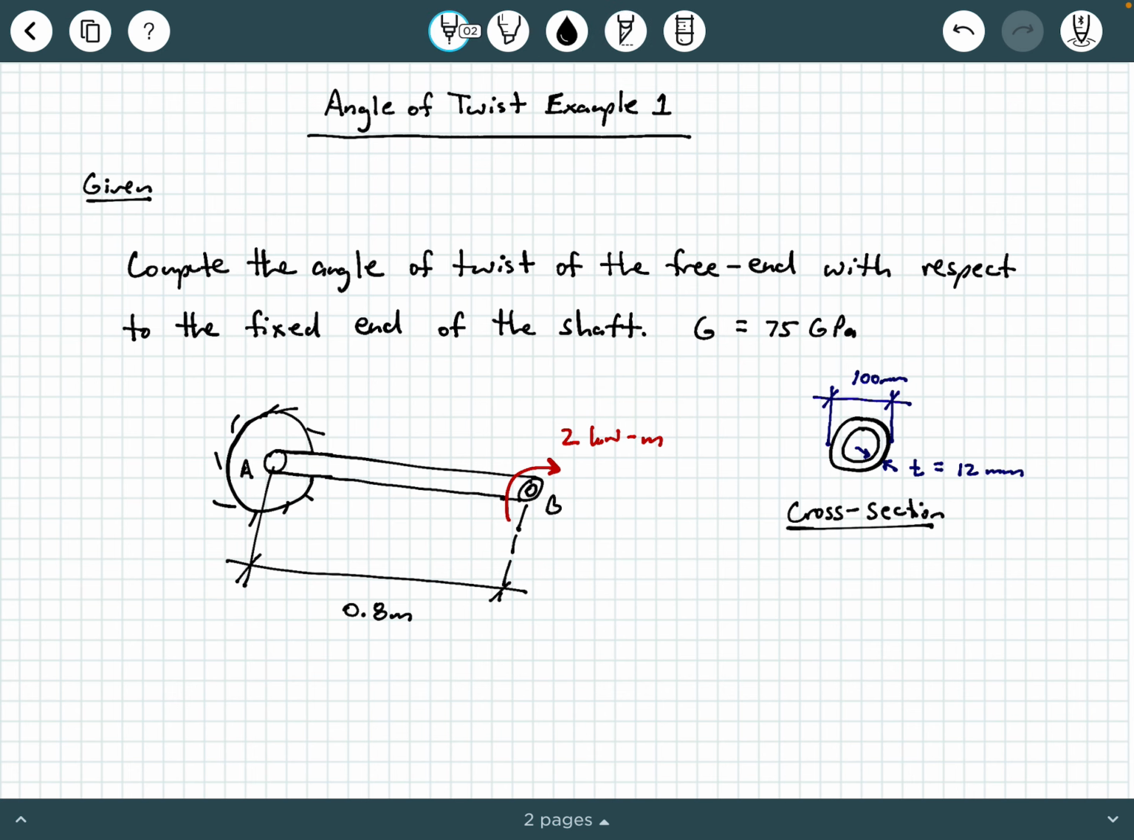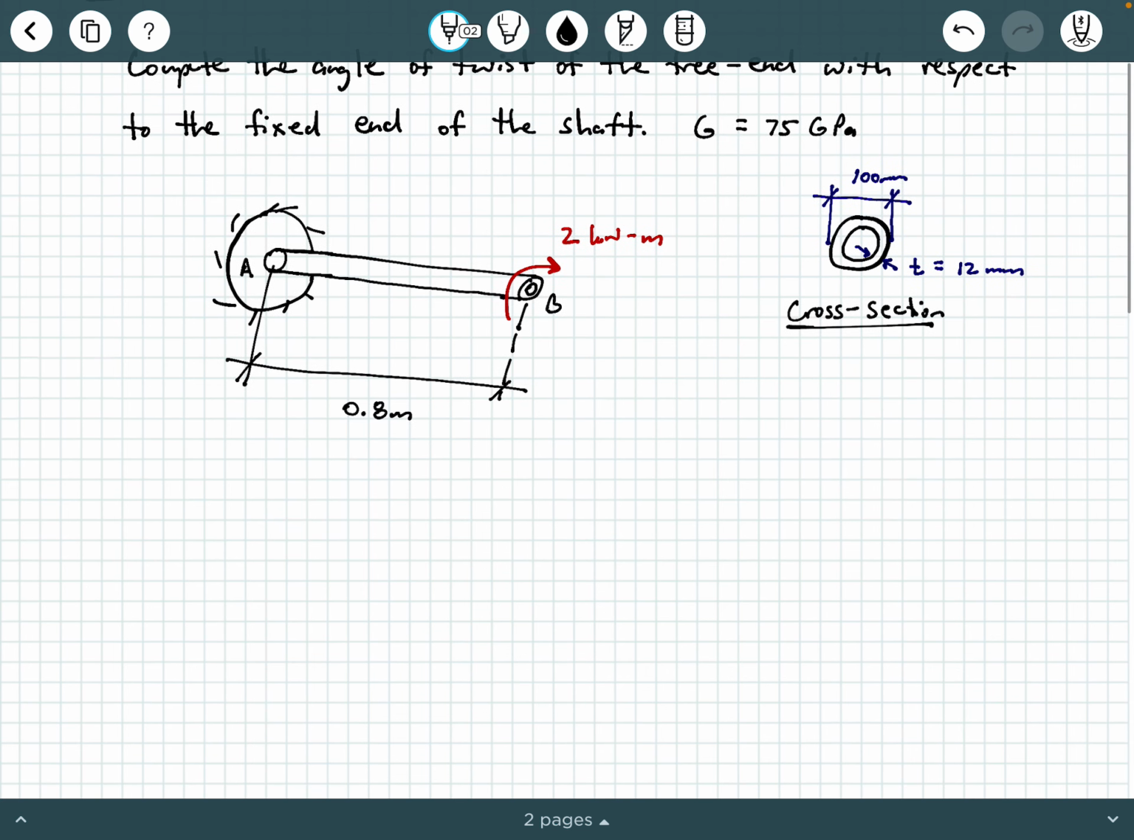Okay, so let's go ahead and get started. This is a pretty simple, straightforward example. We know that angle of twist is given by the formula TL over JG. Because this is a single segment shaft and the cross section is the same throughout the entire length, we just have the simplified version of this formula. No summation here and no integral.